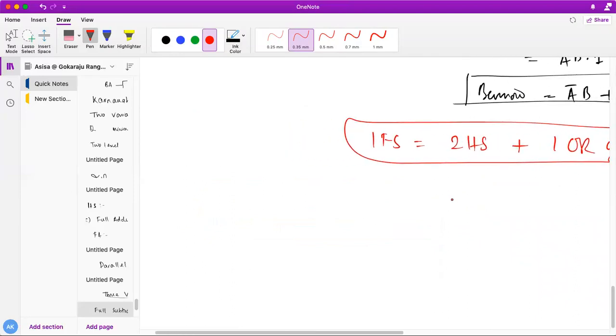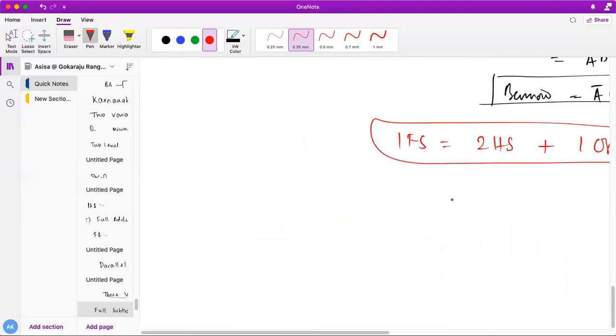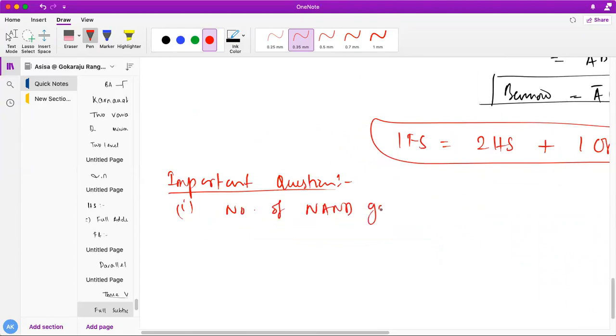I'll just conclude it with the help of arithmetic circuits, with some important questions about the full subtractor. After that we can conclude the adder and subtractor circuits. So the first one is the number of NAND gates required to design a full subtractor, which is 9. You can do that yourself, student. The number of NOR gates required is also 9 to design a full subtractor.